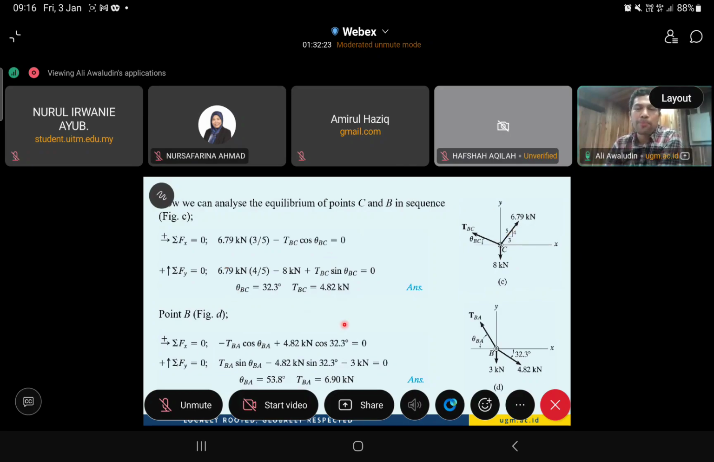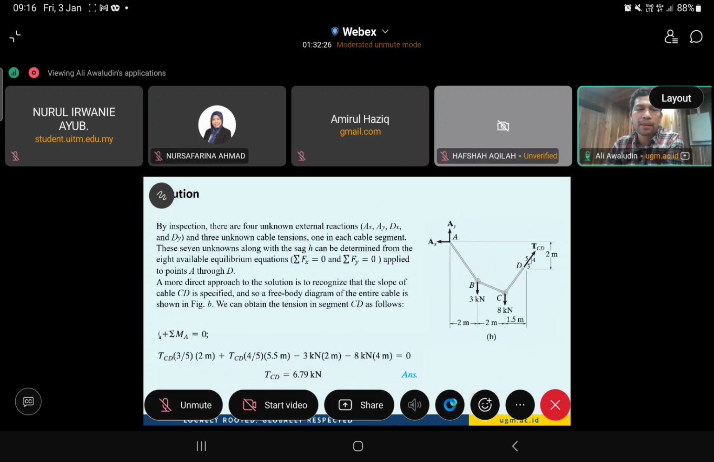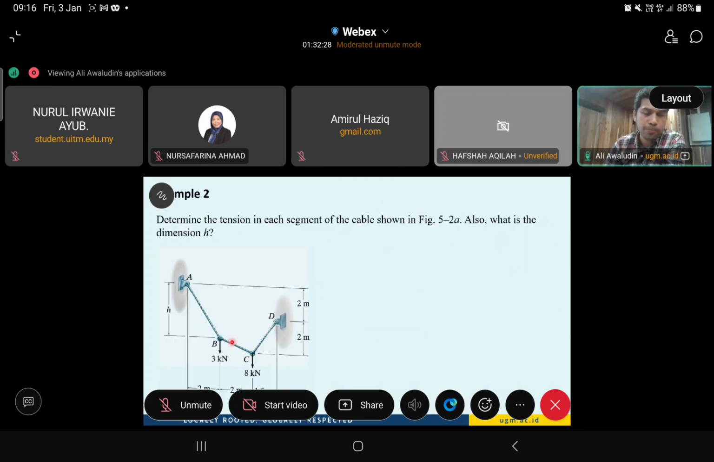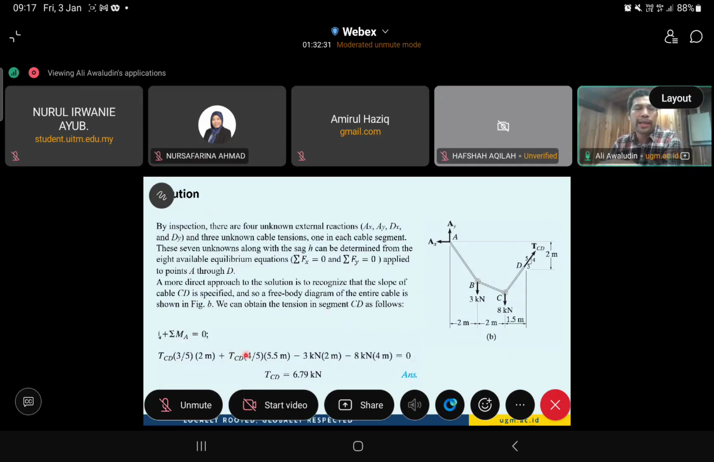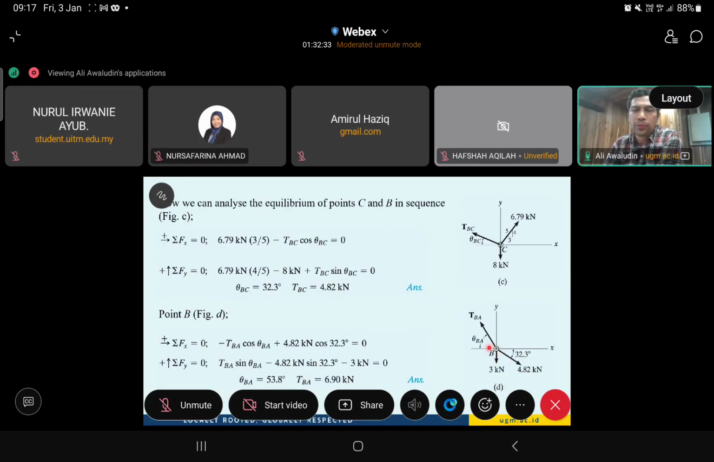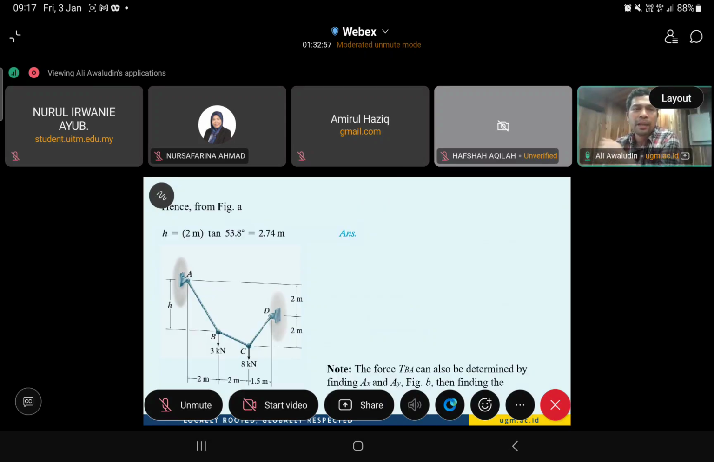Again, after we come with point C, we come to point B. At point B, again we have two unknowns, which are the tension force of cable segment BA and also the angle of BA. Again we apply the equilibrium equations of forces in the Y and X directions. Then finally we come up with these two unknown variables. So we can solve all of them. Then the question about the H.